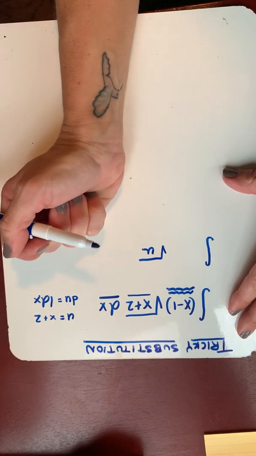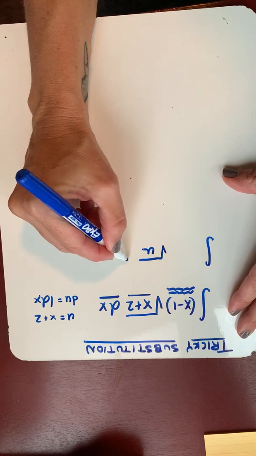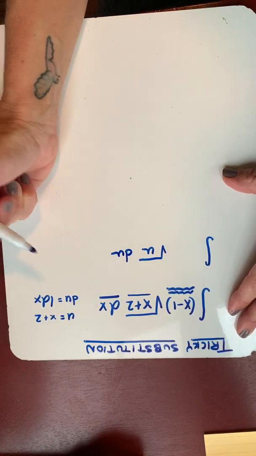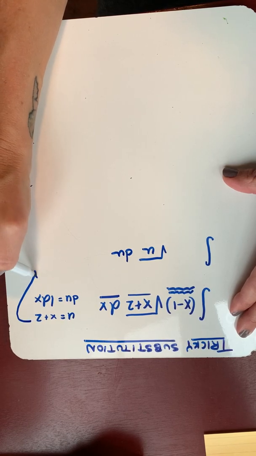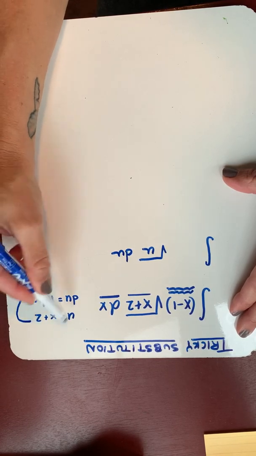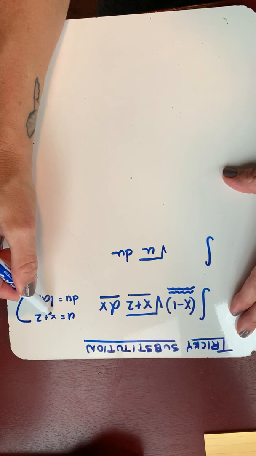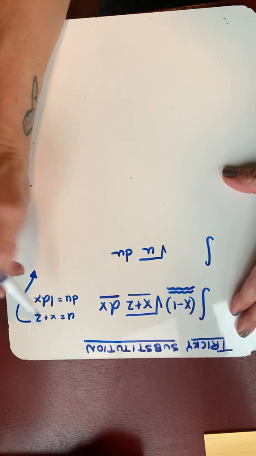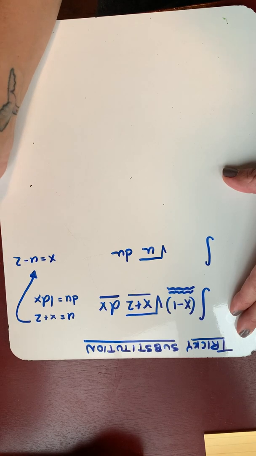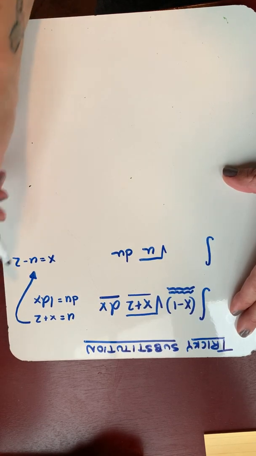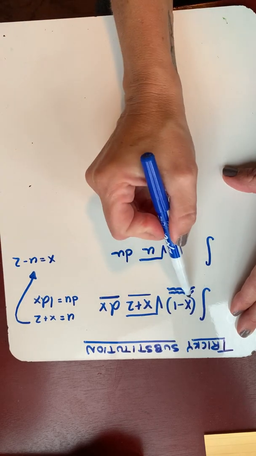So that's where I want to turn to, okay, well, this is still du. But what should I do about this? Well, here's where the trick comes in. I want to take u, and I just want to manipulate this and solve this for x. Because if I solve this for x, I'm going to get that x is u minus 2. What if I take that and replace that with my x here?